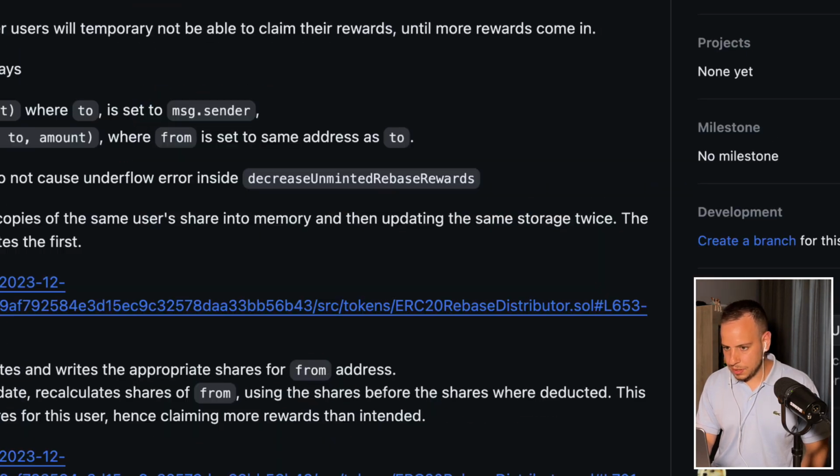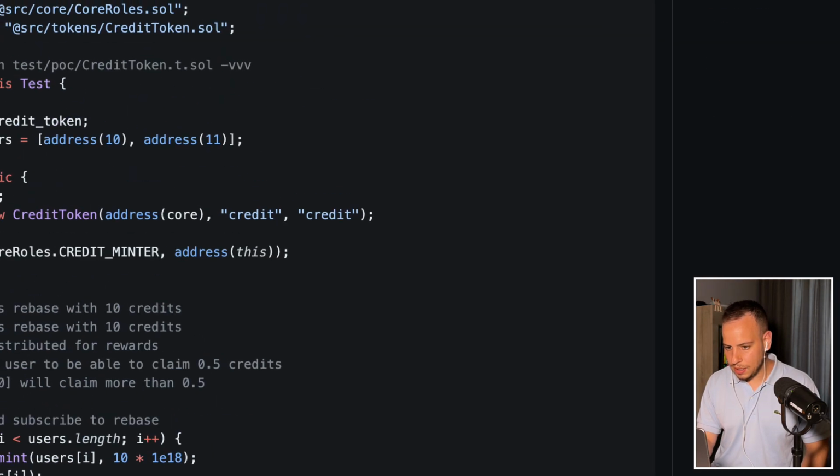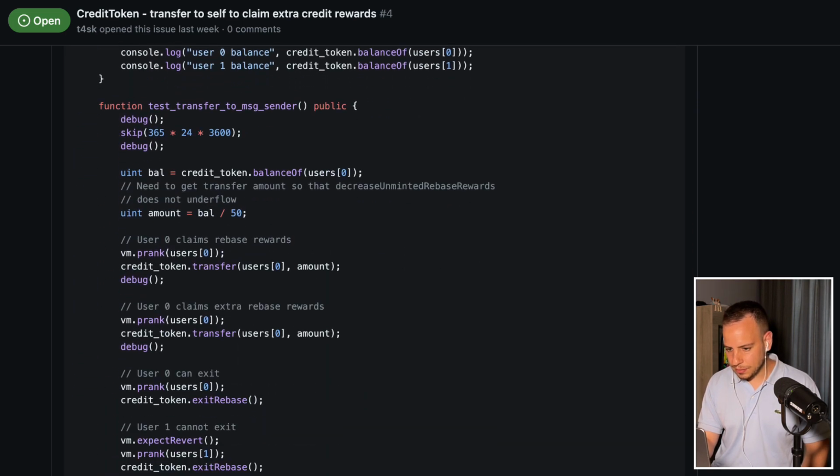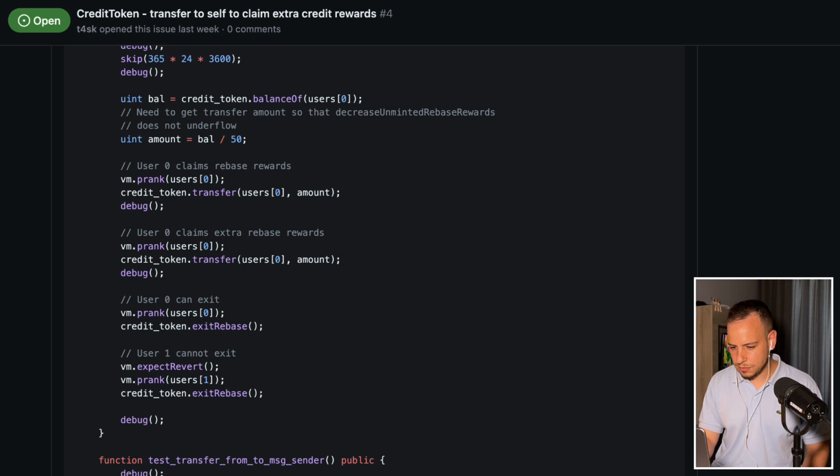And as you can see, we reported it as high, and also Taz wrote a nice POC over here that demonstrates the bug. Do you want to explain a bit about the POC?